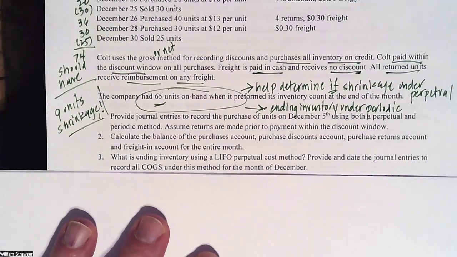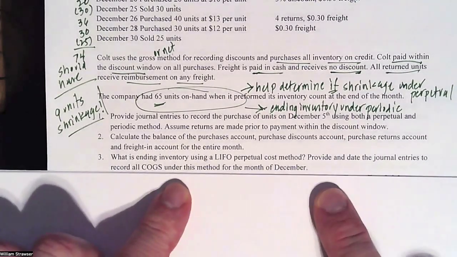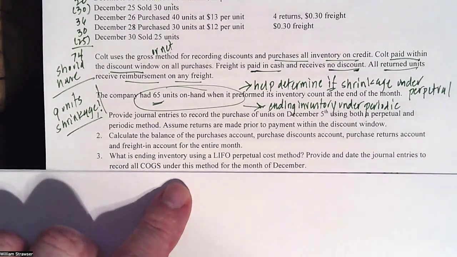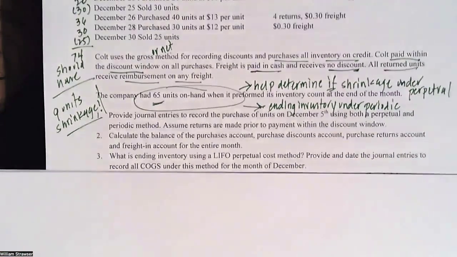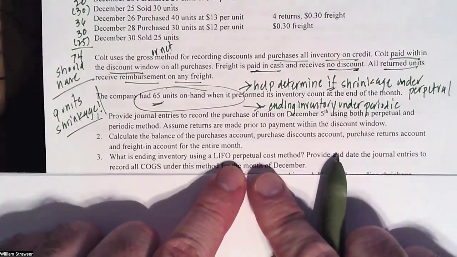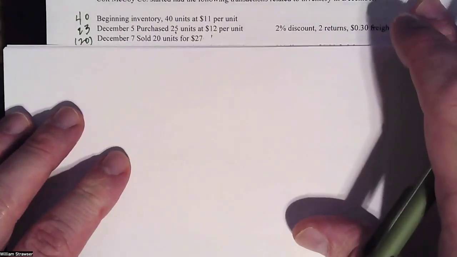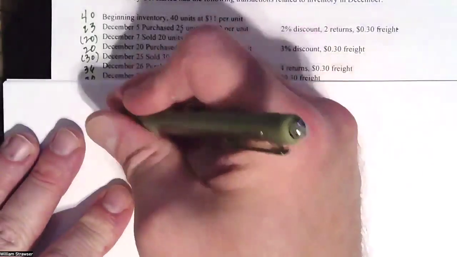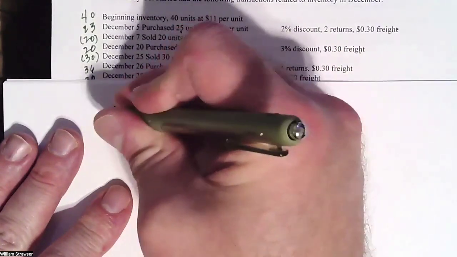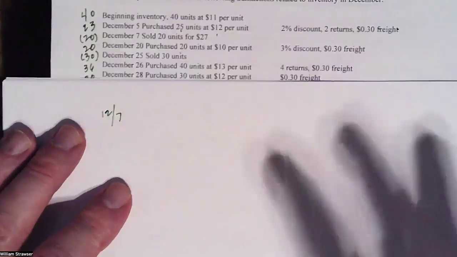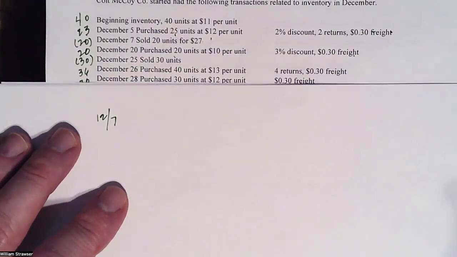All right, so with this piece, now I'm looking for my LIFO perpetual cost flow method. How am I going to do that? It's a perpetual method, so I have to record cost of goods sold at each date. So I'm going to stop on December 7th, right? And make sure that I only sell or allocate prices that were available at that time.